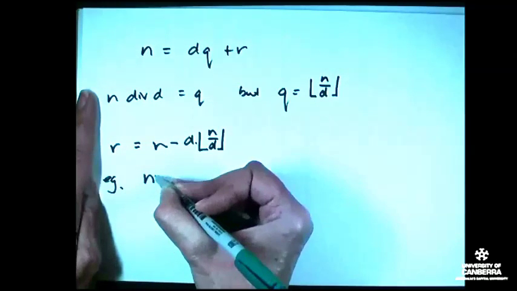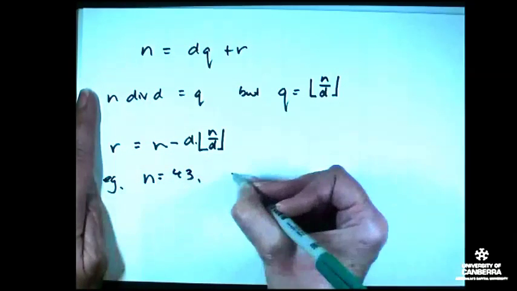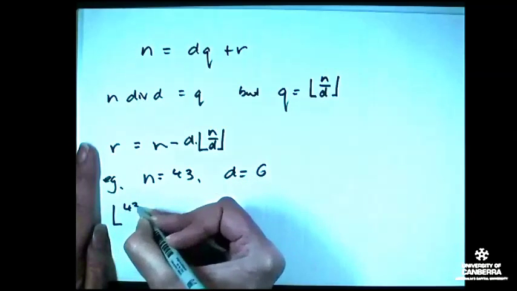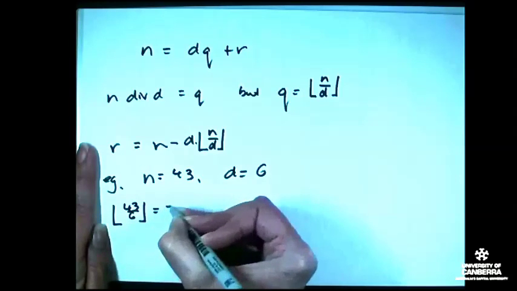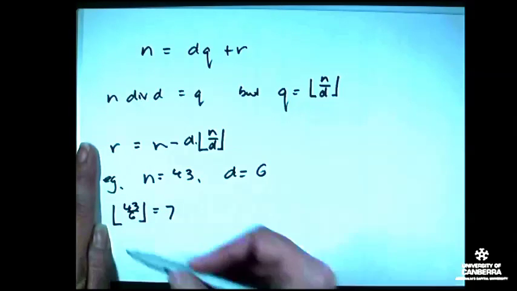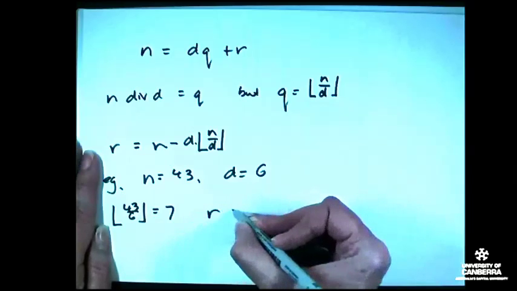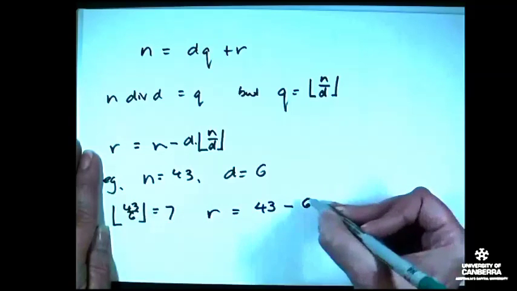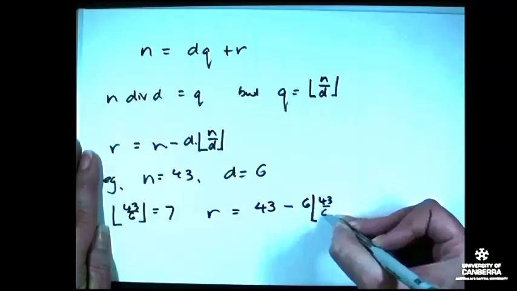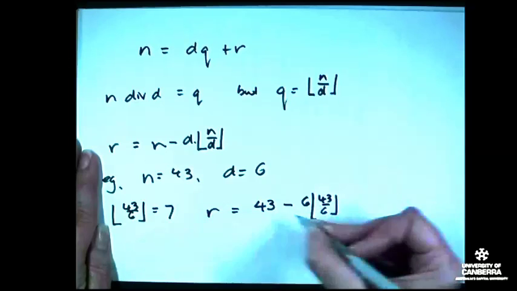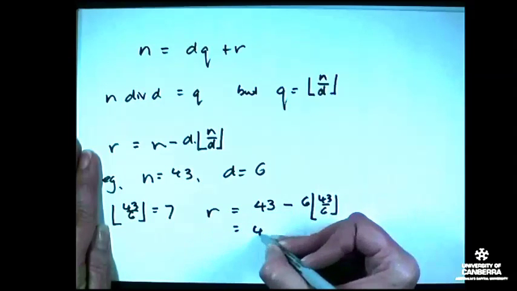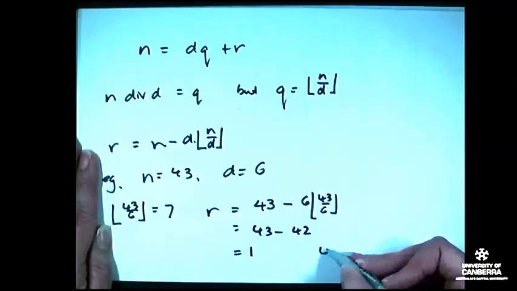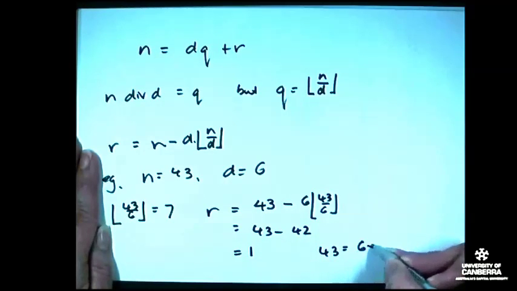For example, if n is equal to 43 and d is equal to 6. Okay, the floor of 43 on 6 is equal to 7, because remember, 7 6s are 42, so there's just one left over. So r is equal to 43 minus 6 times the floor of 43 on 6, and that's equal to 7. 6 times 7 is 42. 43 minus 42 is equal to 1, because remember, 43 is equal to 6 times 7 plus 1.